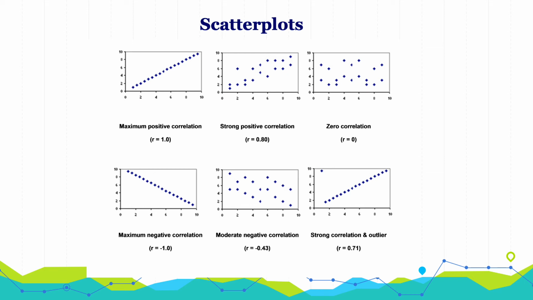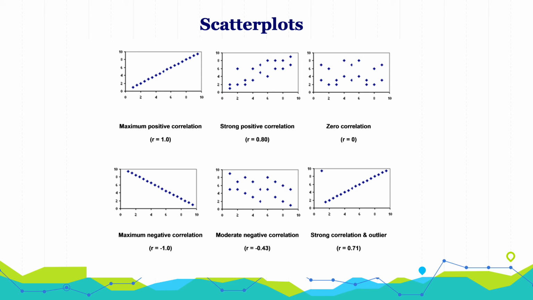Zero correlation. This is an R of 0. So this would mean that there's no relationship. So being high on X doesn't really tell you anything about where you'll be on Y. You could be high or low, who knows, because there's no relationship between the two.